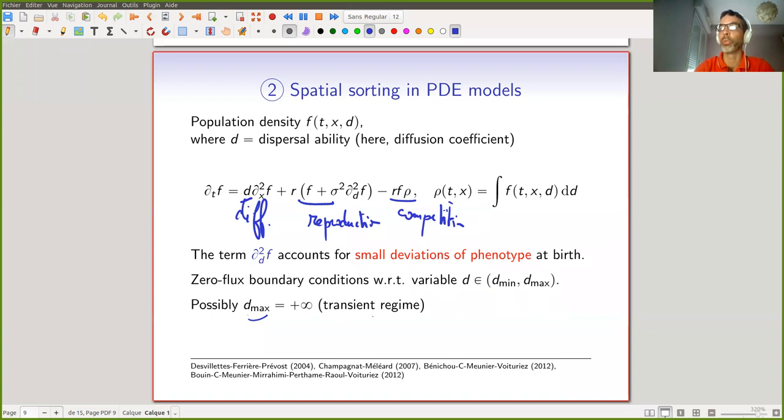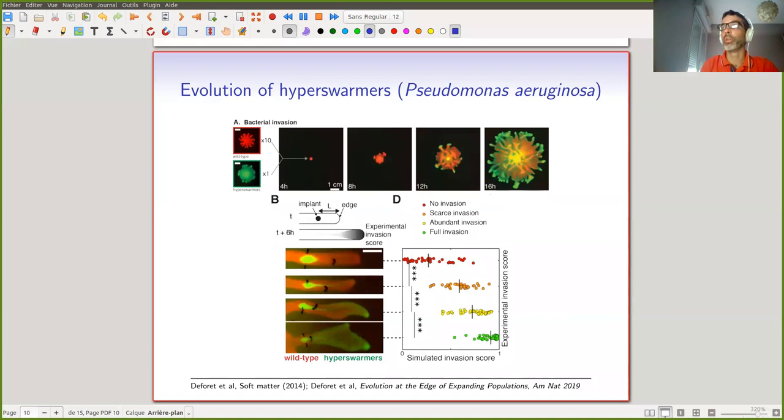I will refer to that as a transient regime, and these are some references for this type of question. Yesterday I mentioned microbial evolution, and this is the paper by Deforest and others that I have in mind. It is a repeated experimental evolution where they have identified some hyper-swarmers associated with one mutation on the flagella that gives them the ability to disperse faster. Then they have some kind of re-inoculation experiment where they see that it might overwhelm the wild type if it is inoculated close to the edge of the population.